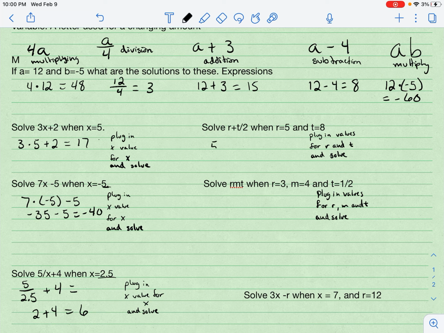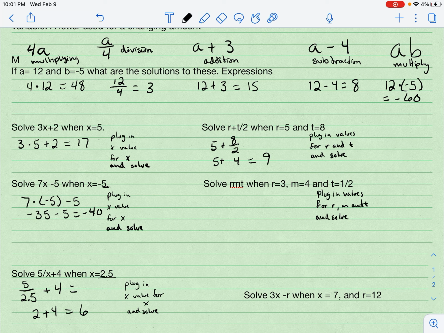So r is 5, so this becomes 5 plus. T is 8, so that is 8 divided by 2. Order of operations, we have to do the division first. So 8 divided by 2, which is going to be 4. And 5 plus 4 equals 9.